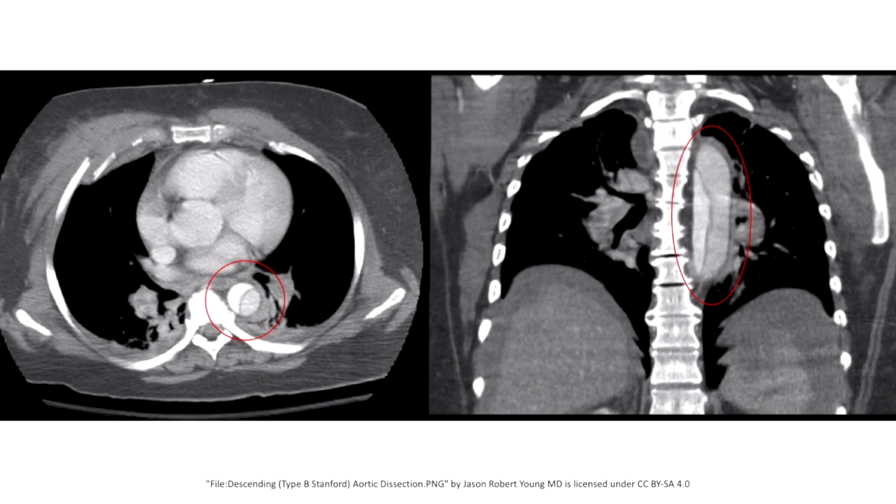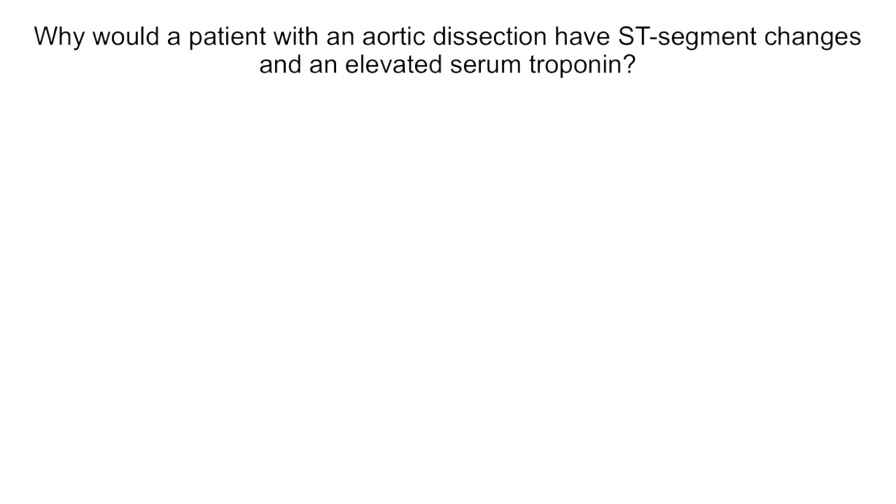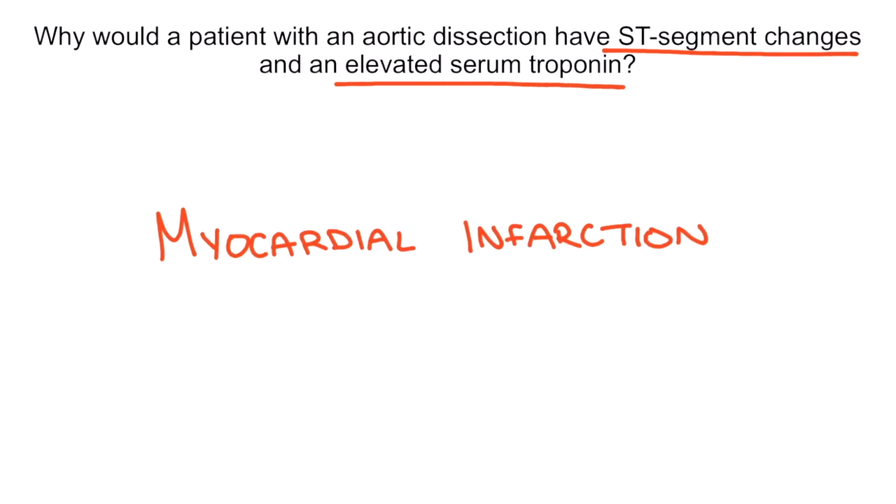This is a CT scan that shows thoracic aortic dissection as outlined by the red circles. We can see the false lumen that has been created by the intimal tear. Let's try a question. Why would a patient with an aortic dissection have ST segment changes and an elevated serum troponin? ST segment changes and elevations in serum troponin are suggestive of cardiac ischemia or a myocardial infarction. While myocardial infarctions are frequently caused by clots in the coronary vessels, they can also be caused by aortic dissection if the dissection extends through one of the coronary vessels.